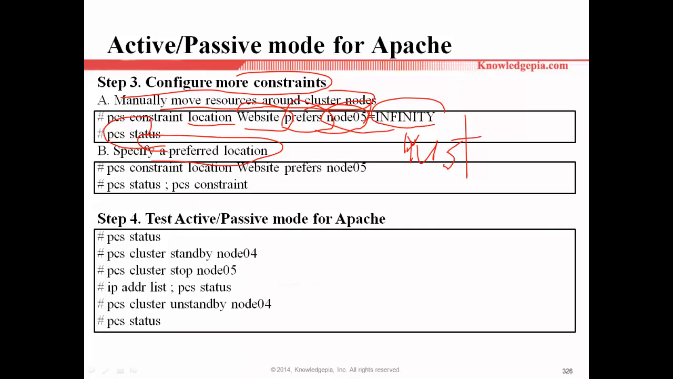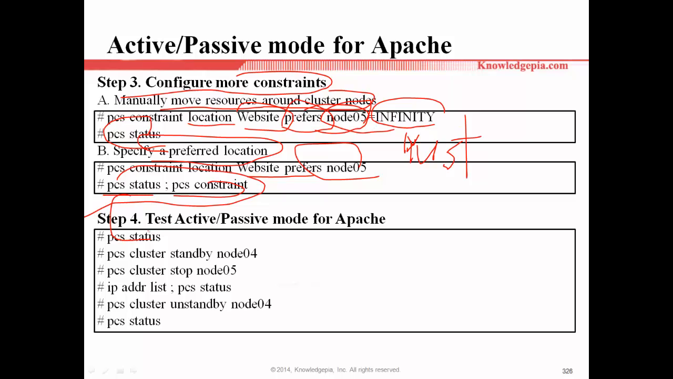You can check this status using pcs status. Or you can just specify the preferred location, like website prefers only node 5 without any score options. You can also check this configuration using pcs status and pcs constraint.